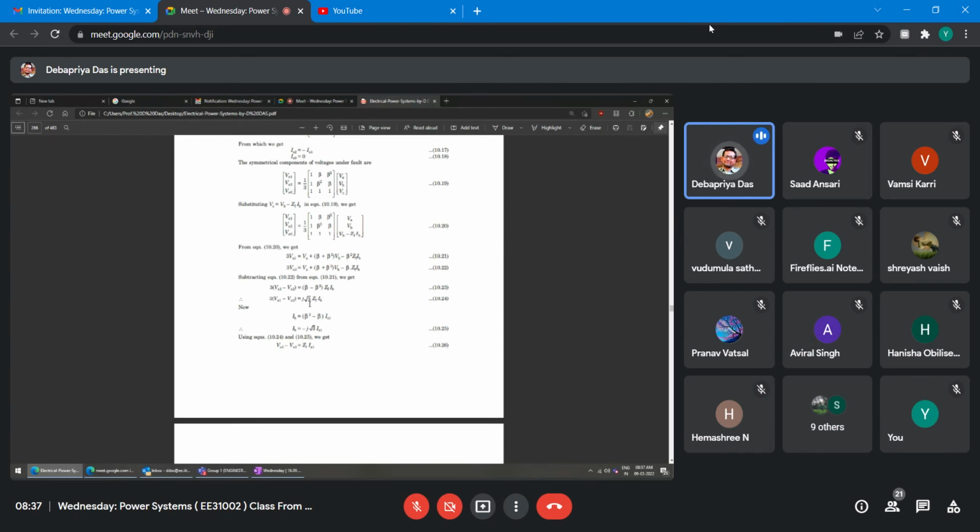J square is minus 1, so my plus. So the 3 will be cancelled. Ultimately, VA1 minus VA2 will be ZF into IA1, right? Therefore, this is the relationship.